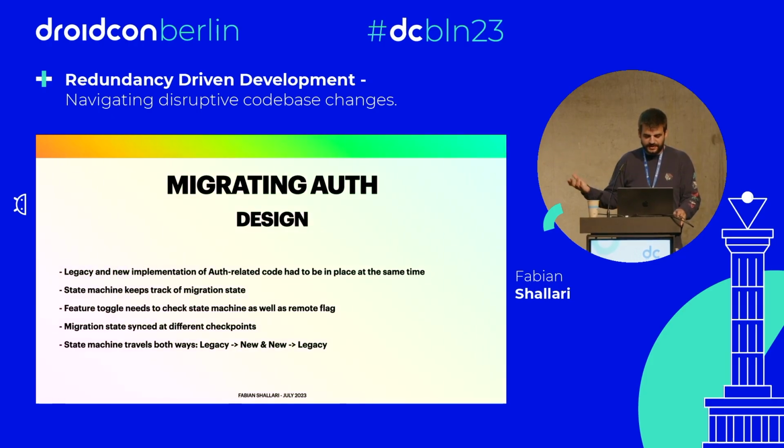Since the authentication state is saved locally on a device, you can't just flip a switch, look at the feature toggle, enable the new system and log the user out. You actually have to keep the user state in a state machine, which keeps track of where the user is during this migration state. And the feature switch needs to check the state machine as well as the remote flag before it actually switches the users to the new system.